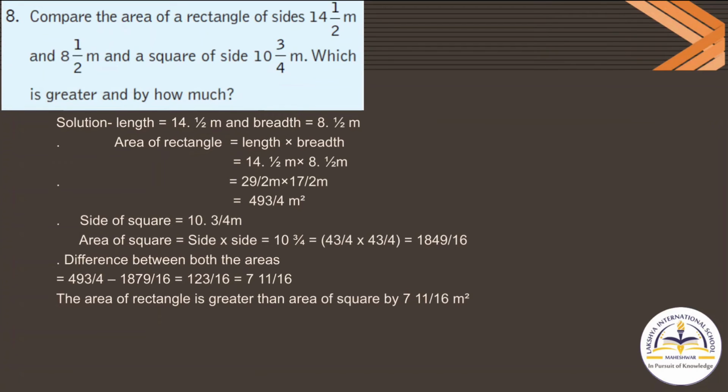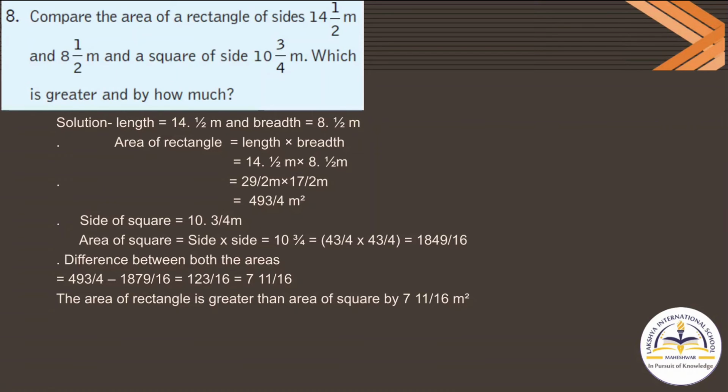Question number 8. Compare the area of a rectangle of sides 14 1 by 2 meter and 8 1 by 2 meter and a square of side 10 3 by 4 meter, which is greater and by how much? So length is 14 1 by 2 meter and breadth is 8 1 by 2 meter. We know that area of rectangle equal to length into breadth. So when we calculate this, we will get 493 by 4.